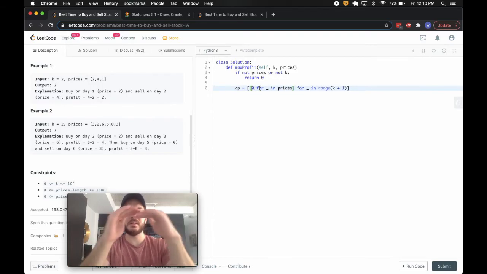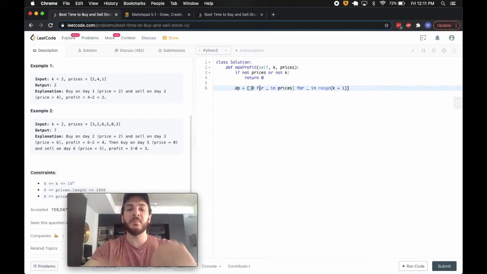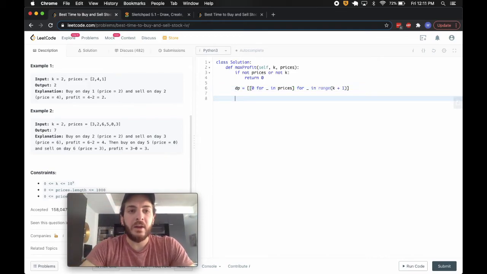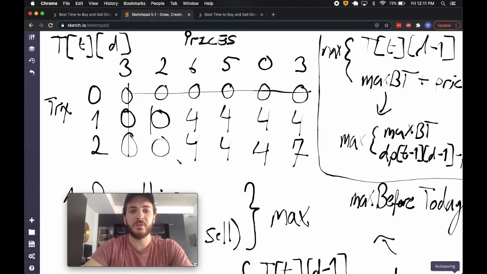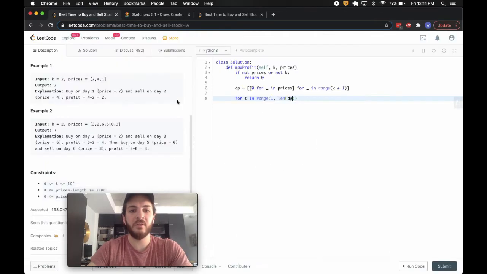We're gonna fill a 0 across every column, and we're gonna have k plus 1 rows. Now to actually start filling this thing in, we're going to have some sort of nested for loop. So we're gonna have for transactions t for every row in the range of 1 to the length of dp, which will be k plus 1. We're going to start at the 1 because by default, like I said, all these are going to be zeros. It's only the rest of this table that we're going to be filling out manually with our algorithm.